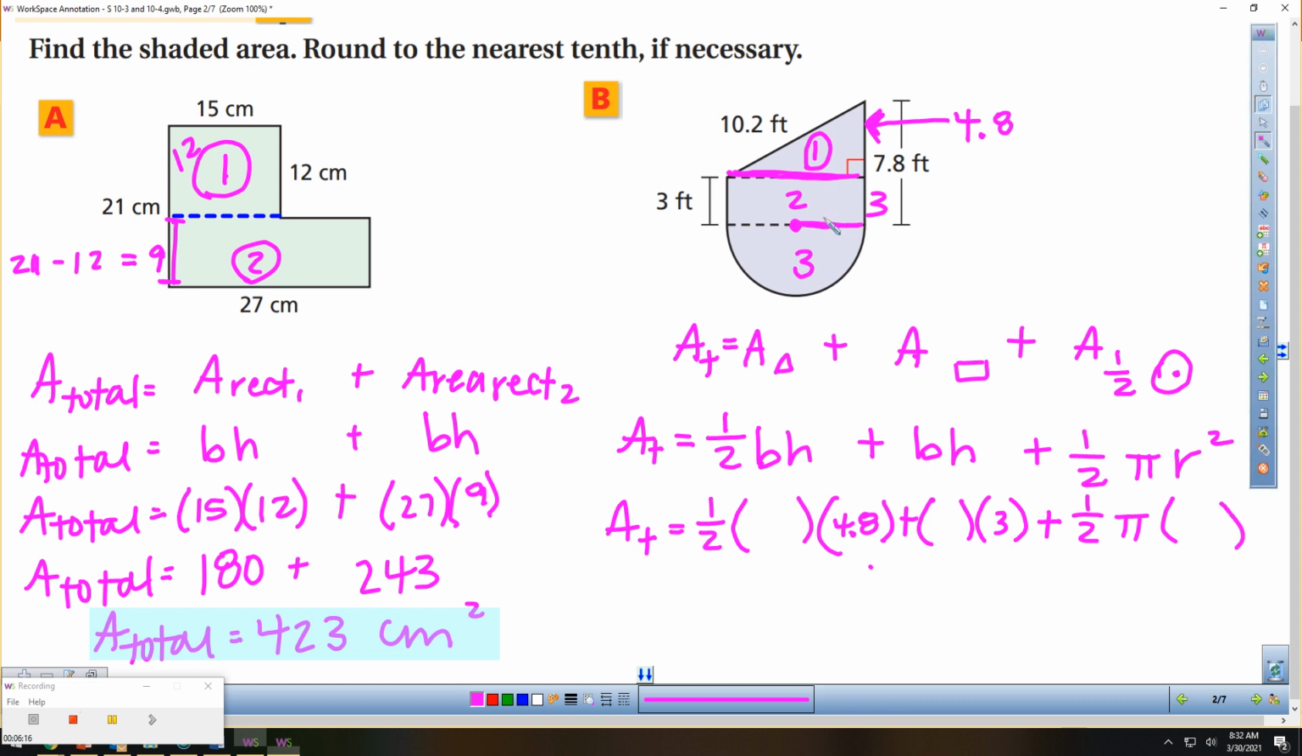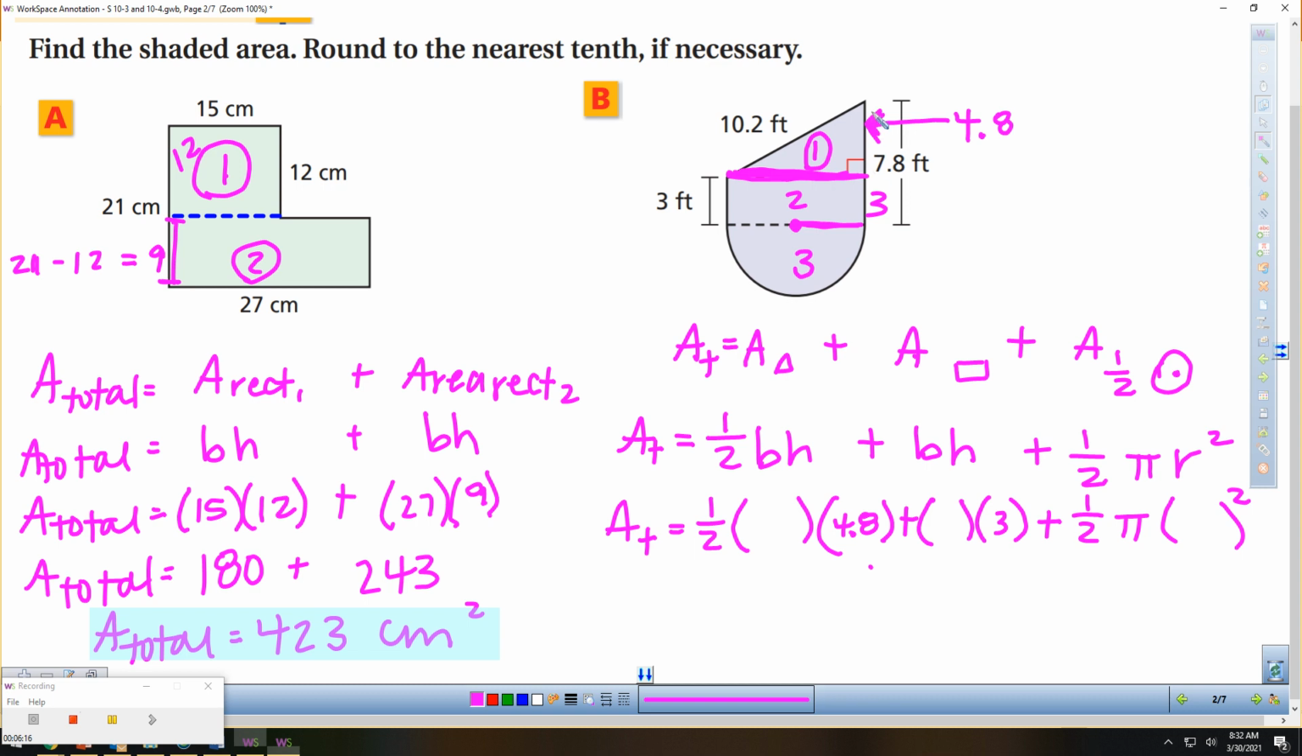So notice that the pieces of information that I need all pertain to this length right here. Because remember, opposite sides are equal. So if I can find this length, then I know the base of my triangle, I know the base of my rectangle, and I can cut it in half to find the radius of my circle. So, this is a right triangle.